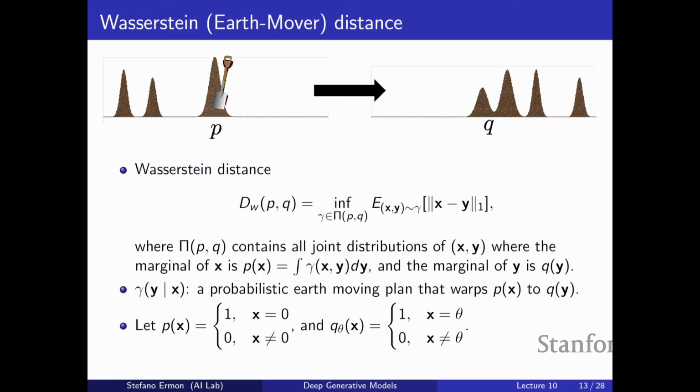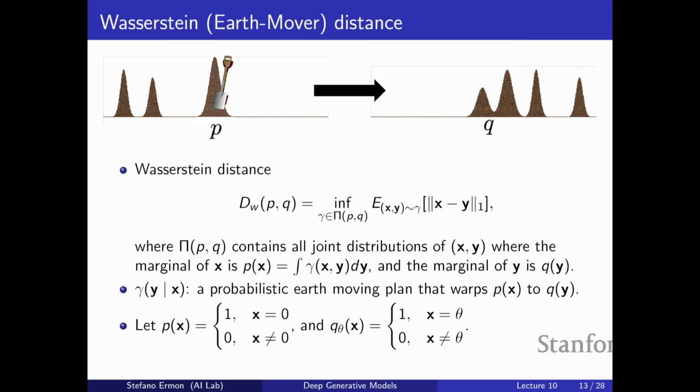And just to get a sense of what this looks like, in the previous example we had a data distribution where all the probability mass is at 0, and a model distribution where all the probability mass is at theta. The KL divergence between these two objects is not very useful. But what is the Earth mover distance here? How much work do you need to do if you want to move all the probability mass from here to here? Basically, you have a big spike at 0 on the left, and a big spike at theta on the right. How much work do you need to do?